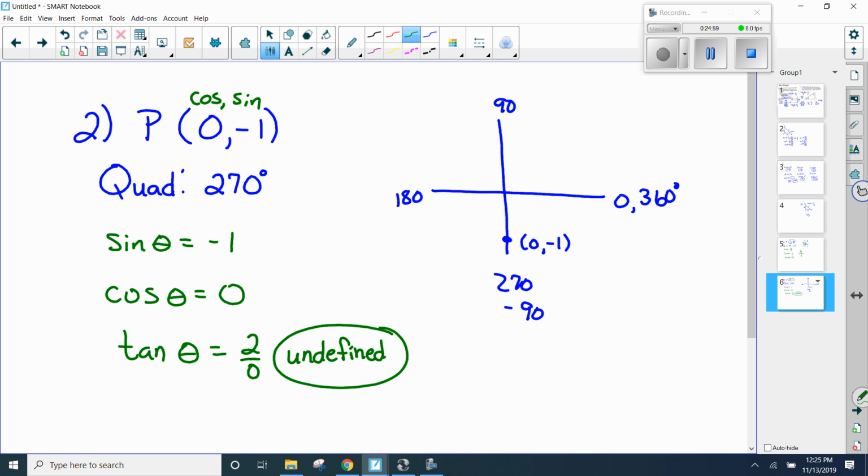I was thinking 0 divided by 1, -1. No, the other way. It's sine over cosine. Tangent is opposite over adjacent. What gives you opposite? Sine over cosine. So you have -1 over 0, which is undefined. You can't have it.